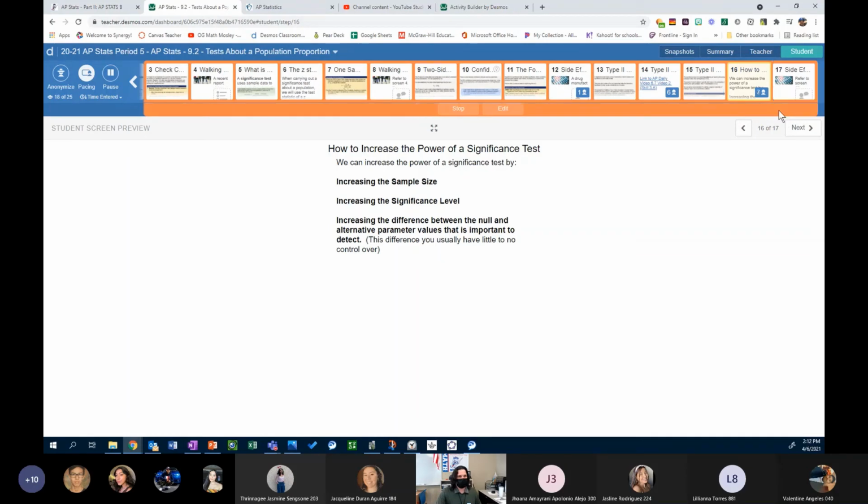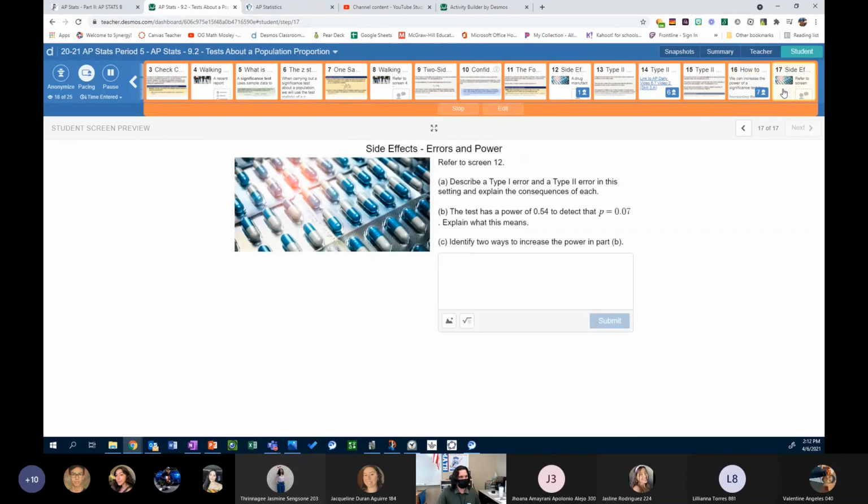All right. So that leads us to the last problem here. This is using the same context on screen 12 with our Alzheimer's medication. Part A, describe a type 1 error and a type 2 error in this setting. Don't just tell me what a type 1 error and a type 2 error are. Tell me what they would be in this context and explain the consequences of each.